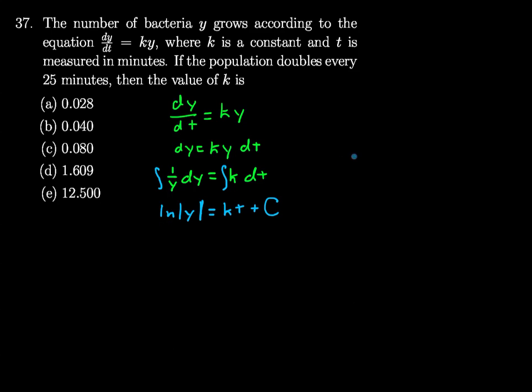Natural log. Let's get rid of the natural log, and I can do that by using both of these sides as powers of e. So I can rewrite this as e to the natural log of the absolute value of y equals e to the kt plus c. And e and the natural log sort of cancel out, so I'm left with the absolute value of y on this side. And I can rewrite this as e to the c multiplied by e to the kt.